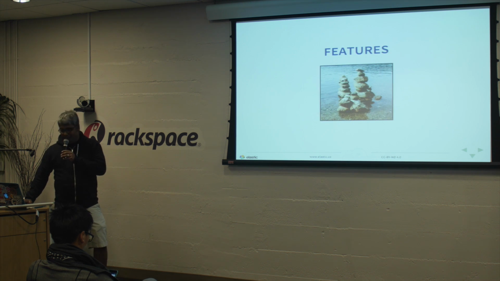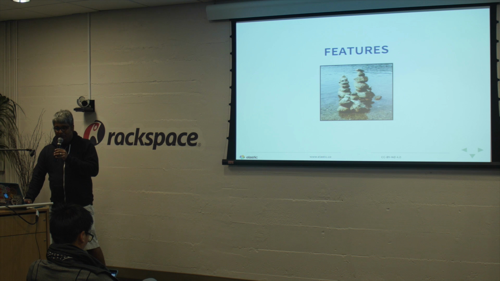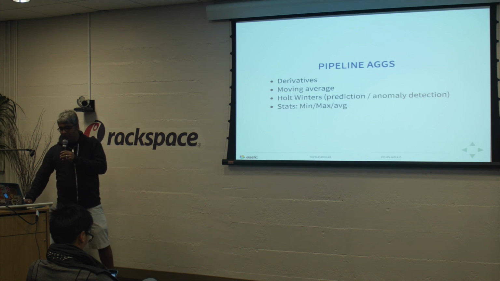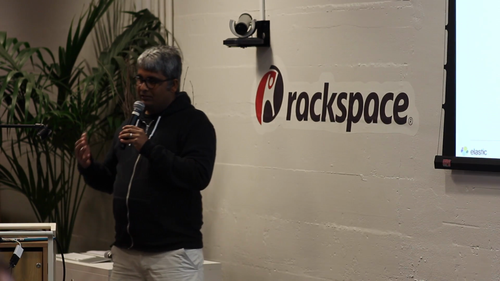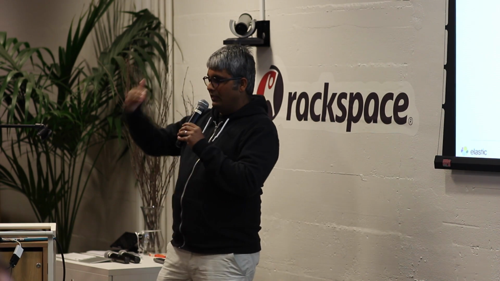This is the smallest section in the presentation, which is what new features were added in 2.0. This is a really nice feature of pipeline aggregations. So aggregations are like sums and averages, etc., or buckets that you can apply to your individual documents. Pipeline aggregations are aggregations on top of aggregations. So you take the results of aggregations and then you do aggregations on top of them.